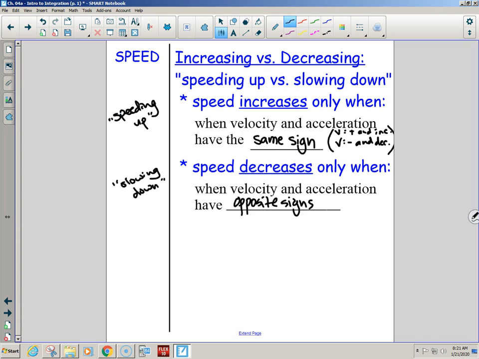Now, I'll probably have a little baby pop quiz that won't really count as much. It's just more for you guys to be like, do I really understand it, at the very beginning of tomorrow, about speed increasing and decreasing. It just has little baby scenarios, fill in the blank. I'm speeding up and acceleration is positive. What must velocity be? Positive.